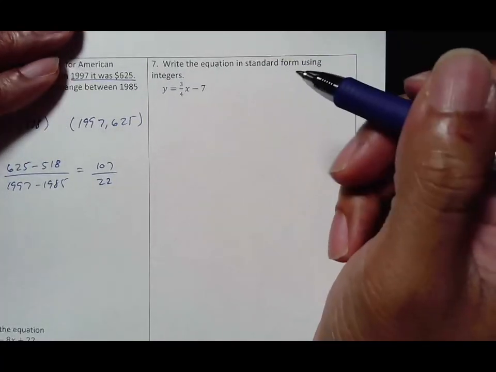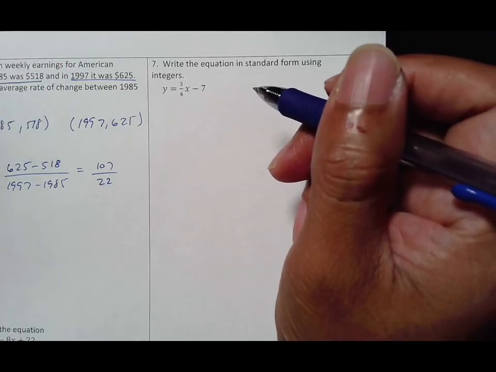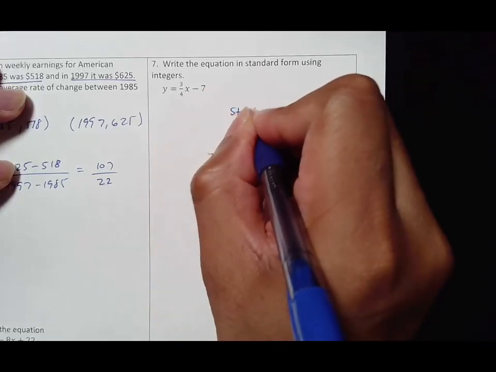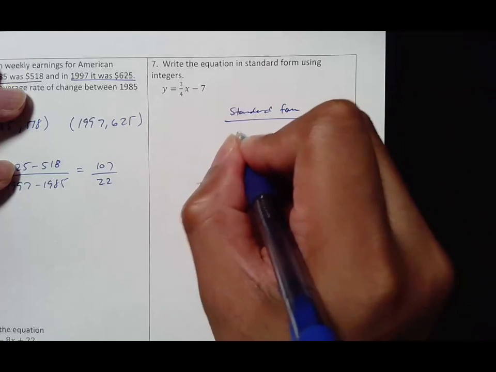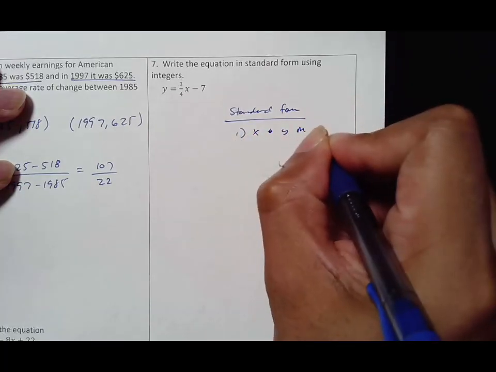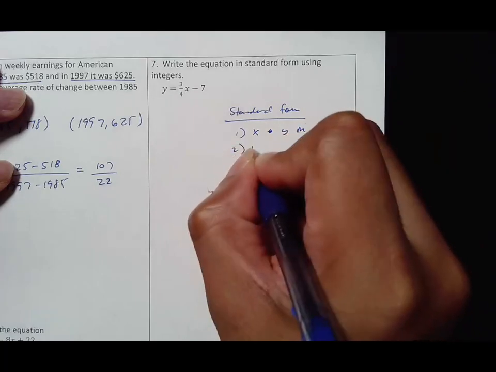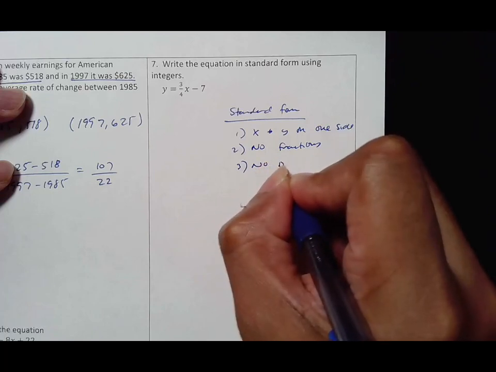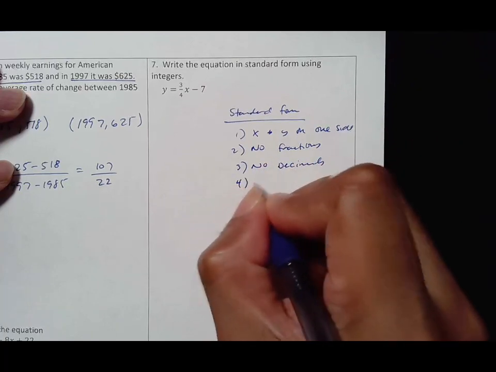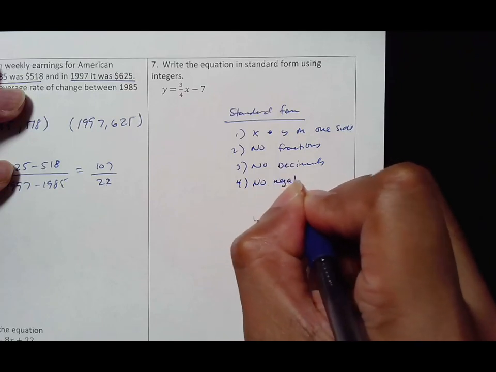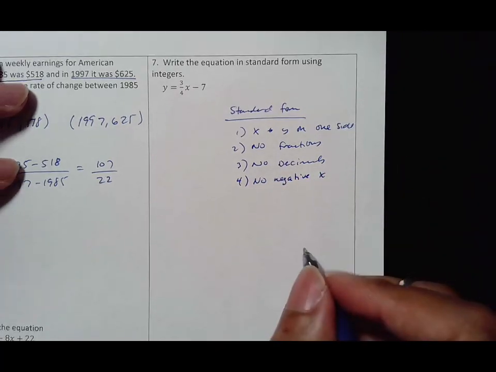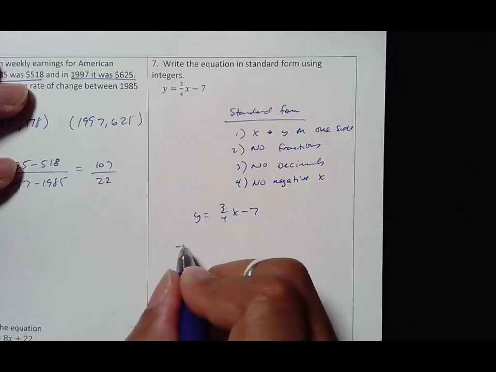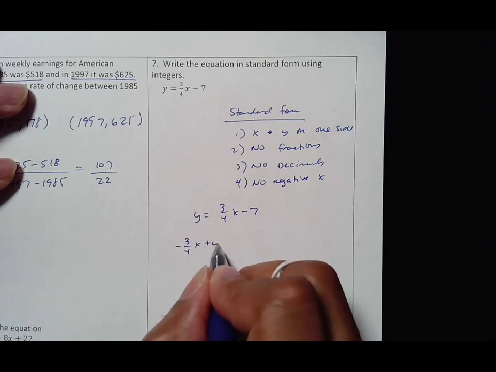But anyway, standard form. For the quiz, I let you get away with something that you're not probably going to get away with on the test, because standard form has certain rules. Number 1, x and y on one side. 2, no fractions. 3, no decimals. And 4, no negative x. So what you have to do here is take your y equals 3/4 x minus 7, move your 3/4 x off to the other side, so negative 3/4 x plus y equals negative 7.